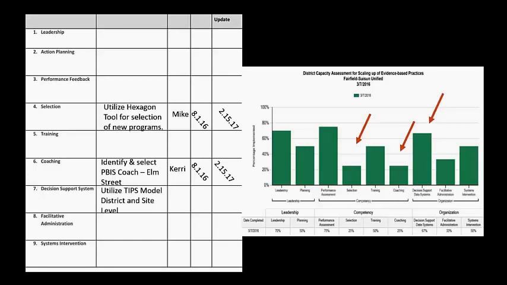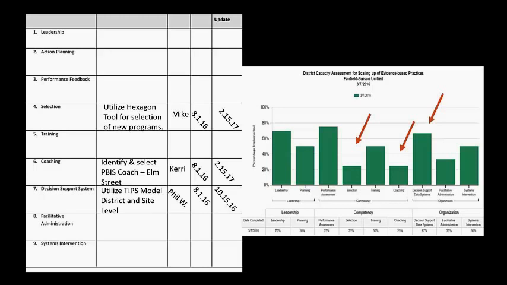And then the final sample area that the school is going to focus on is decision support systems. And in this case, we're going to look at implementing the TIPS model for the district site level. Christy gave you a great example of that for decision making. Phil, the administrator, is going to implement TIPS or put TIPS into motion, and that will also be done at the beginning of the next school year and evaluated a little sooner by October. So we want to make sure that the teams are using the TIPS model for decision making.